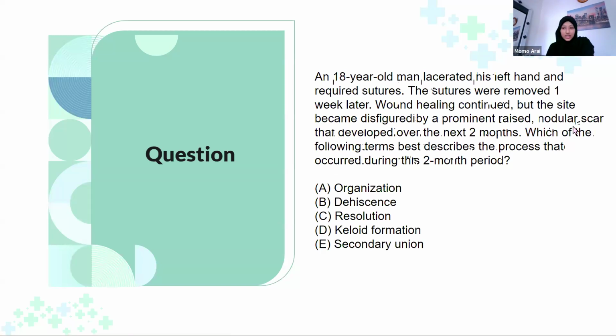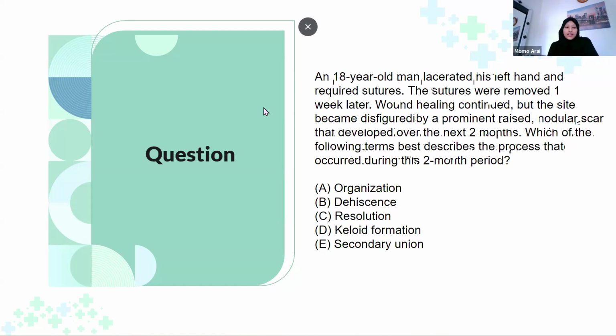So do you see the difference? Now we're talking about scar. It went through the granulation phase, right? It continued, and then when the scar came, it was abnormal. So now we will say that it's keloid formation. That's not like the keloid formation occurred here. Okay. Is that clear for everyone? Is it clear now why it's D?